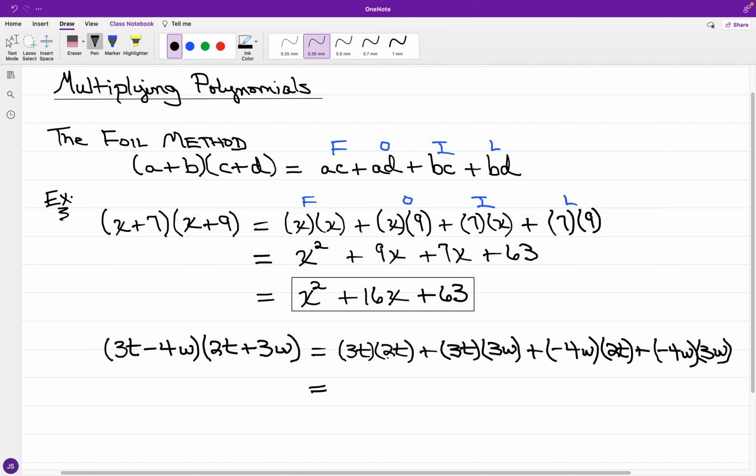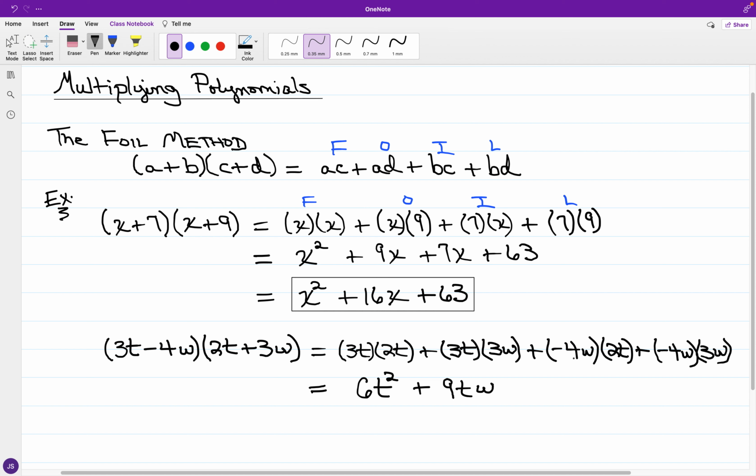So for the first product, we have 3t times 2t. 3 times 2 is 6, t times t becomes t squared, so you have 6t squared. Now for 3t times 3w, 3 times 3 is 9. You can put the order of the variables in any fashion, and I'm just going to put these in alphabetical arrangement. So we'll have 9tw.